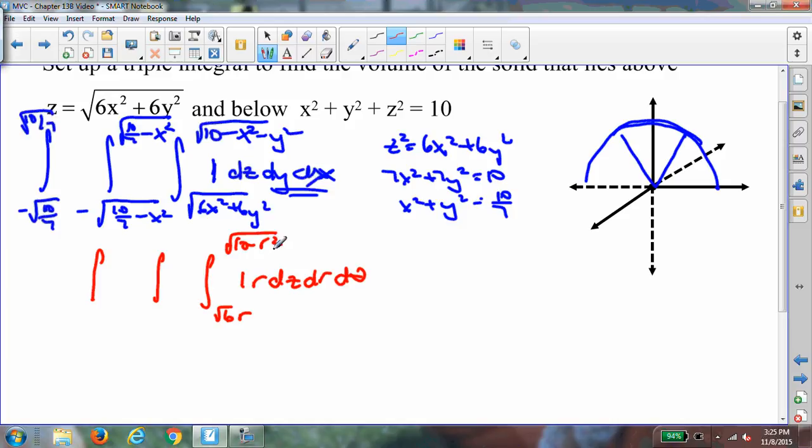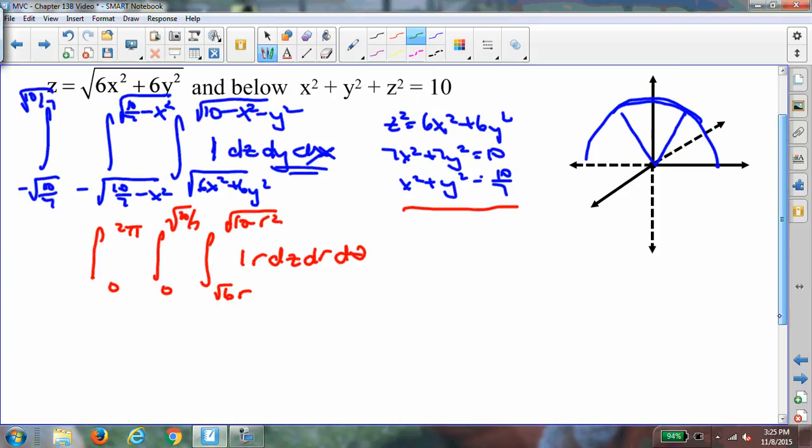Okay. R would be the radius of the circle looking down. So using this equation here, r would go from 0 to square root of 10 sevenths. And then theta is the angle going all the way around, which would be 0 to 2 pi. So there's my cylindrical one. Now let's convert it to spherical.